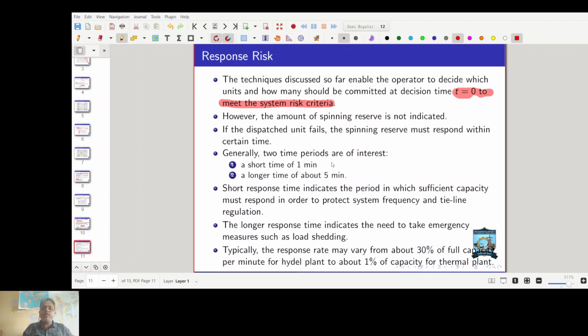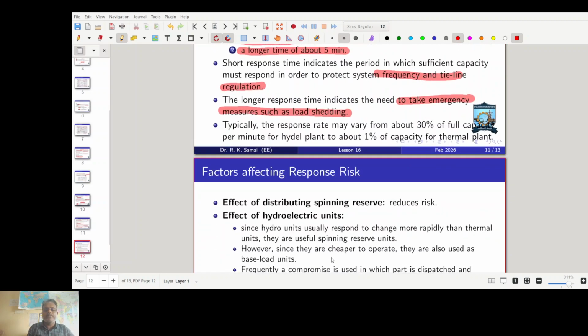Generally, two time periods are of interest: a short time span of 1 minute, and a longer time span of about 5 minutes. The short response time indicates the period in which sufficient capacity must respond in order to protect system frequency and tie-line regulation, whereas the longer time indicates the need to take emergency measures such as load shedding. Okay, it's important to understand this. Short for tie-line regulation and system frequency. Typically, the response rate may vary from about 30% of full capacity per minute for a hydel plant to about 1% of capacity for a thermal power plant.